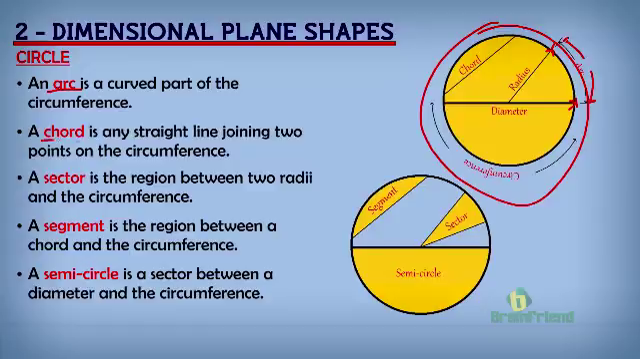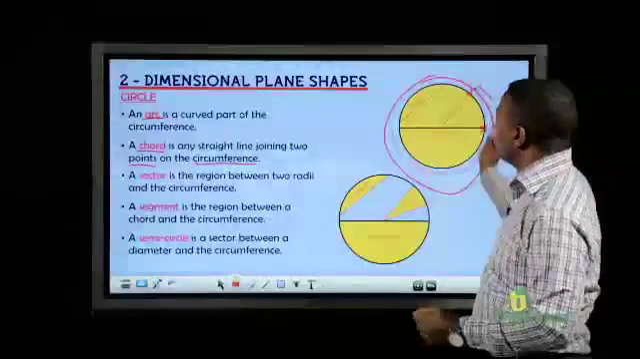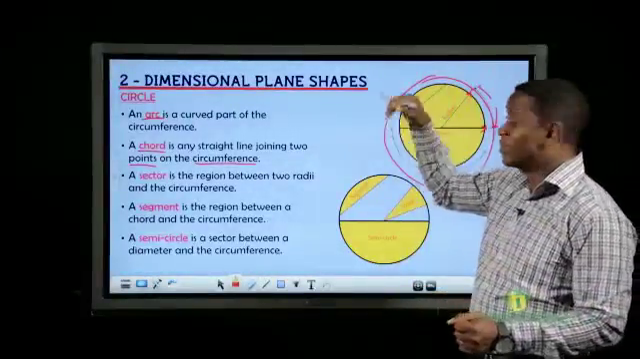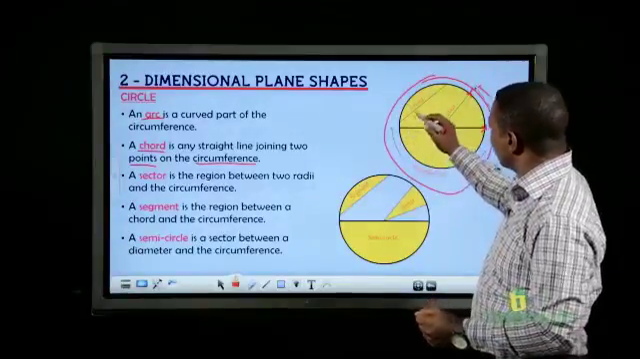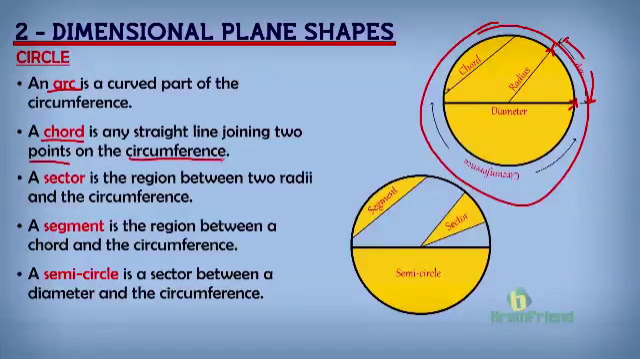Also, the chord is a straight line that joins 2 points on our circumference. Remember, we said the circumference is the distance around the circle. The chord is simply this line that joins 2 points. So if we have a point here on the circumference of our circle, we have another point. The line that we draw is what is referred to as a chord.